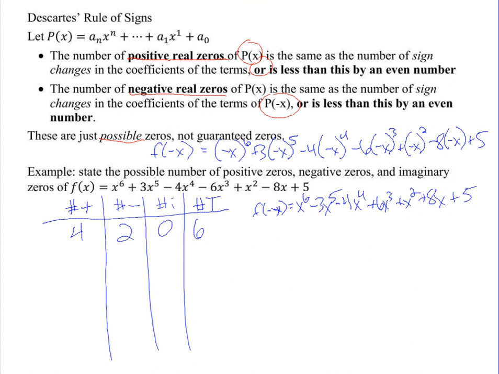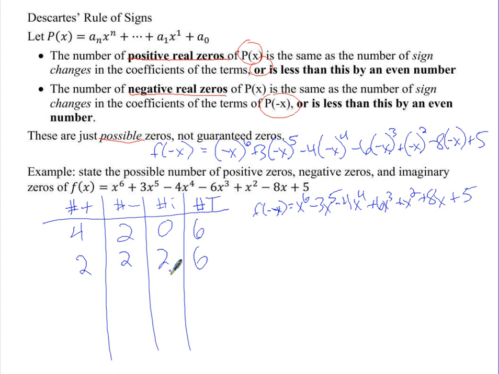So now the thing of it is, this says the number of positive real zeros is the same as the number of sign changes in the coefficients of the terms, or is less than this by an even number. So that means I can have 4 positive real roots, or I can have 2 positive real roots. And then I can still have those 2 negative real roots. I need 6 total roots, which would give me how many imaginary roots here? 2.